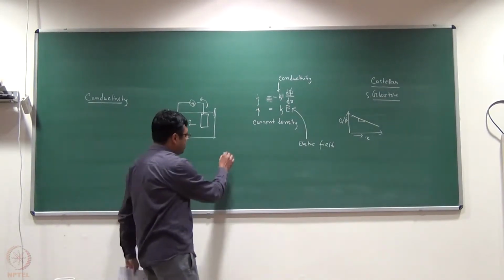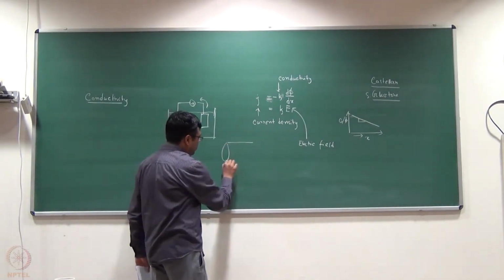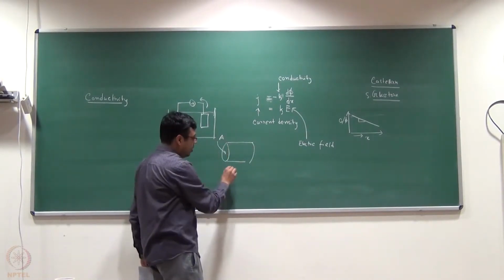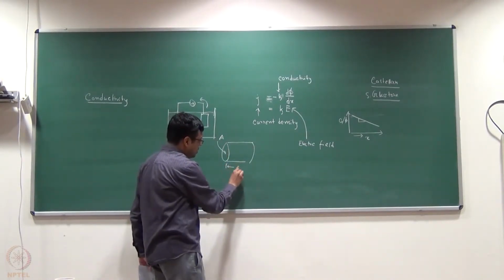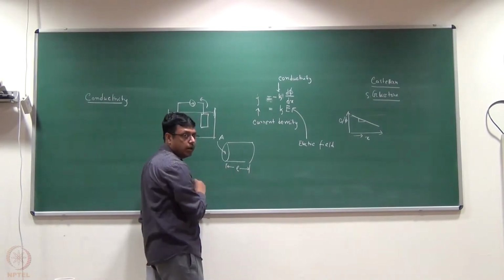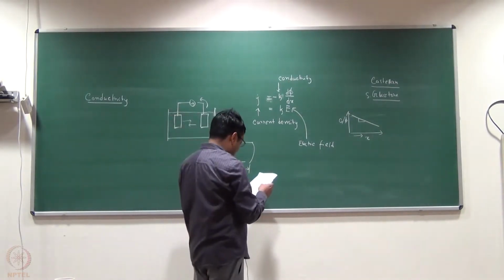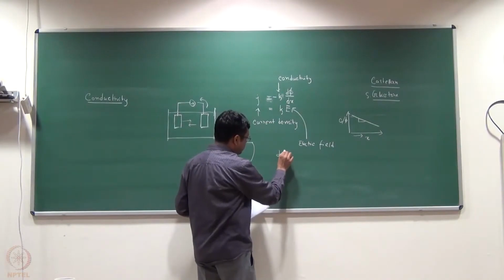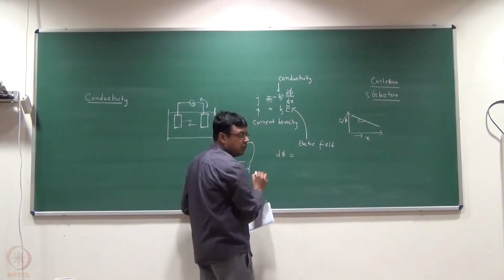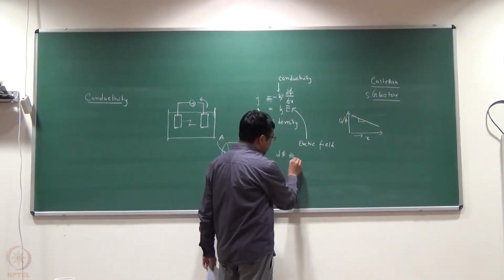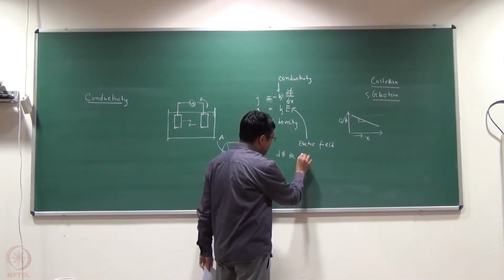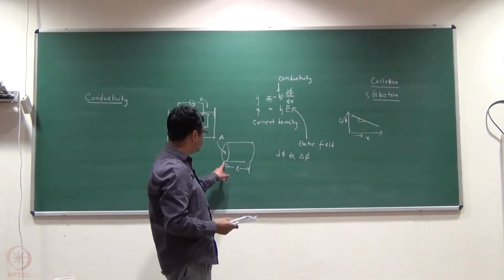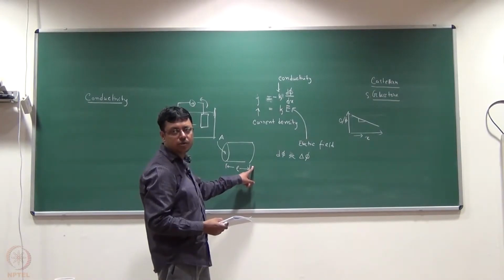Suppose I have a conductor which has some cross-sectional area, let's say A, and the length is say L. Then I can write this d phi dx. I can approximate that this is not a differential change, but something like delta phi. Delta phi is basically the potential difference between these two points.